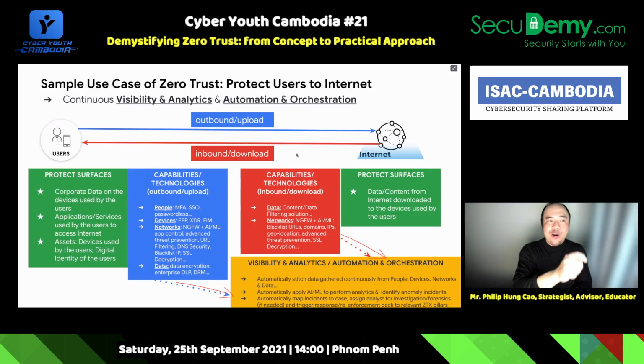I cannot manually go to the people identity and do something, go to the device and do something, go to the network and do something manually, or even do something manually with data. It's not the purpose of zero trust. You need to do it automatically, right? That's the purpose of zero trust, right?